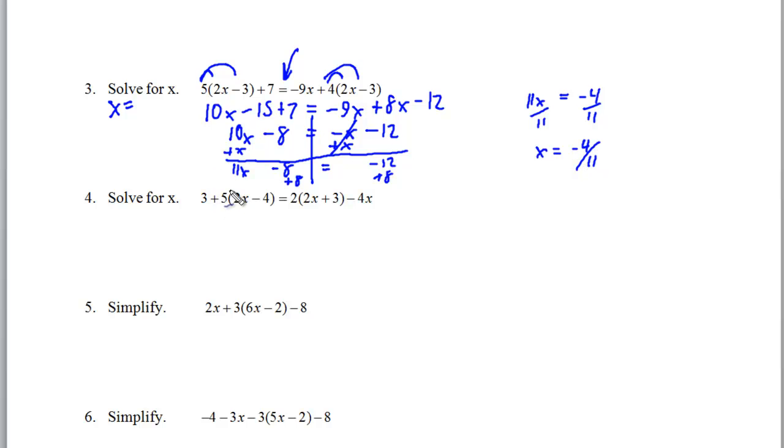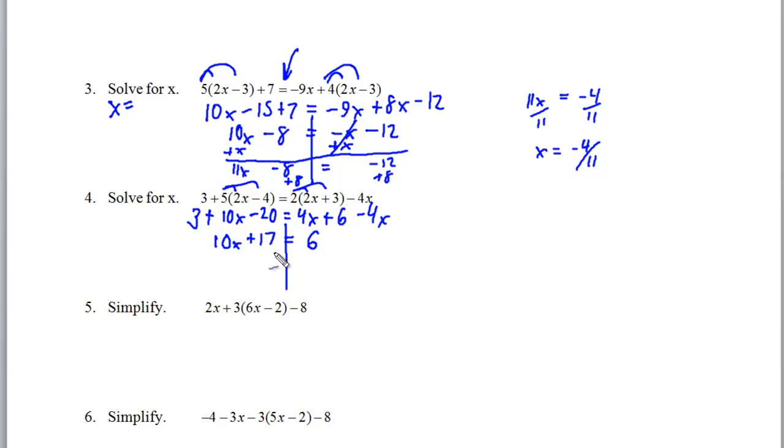Alright, so problem 4, similar to problem 3, we're going to distribute first. So we're going to take the 5 and distribute that there and there. So this is 10x minus 20 plus 2, distribute that there and there, 4x plus 6 minus 4x. Now before we move letters left and numbers right, we're going to simplify the left-hand and right-hand side of these problems. This is going to be 10x plus 17, and this is going to be 4x minus 4x, so what happens is that you actually don't have any x's anymore, and you just have 6 there.